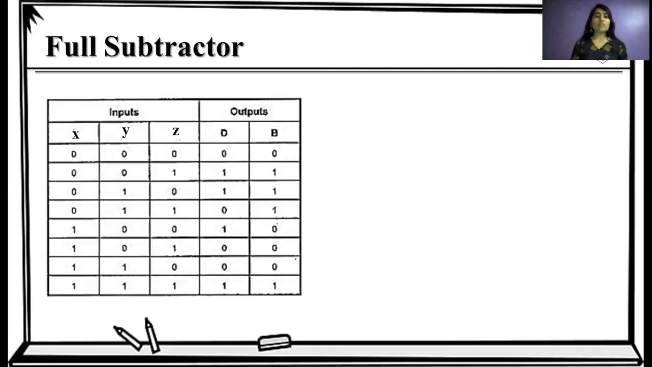So here we have three inputs X, Y, Z, and we want to perform X minus Y minus Z, and for these inputs we have two outputs, difference and borrow. Now let's start with the first combination, 0 minus 0 minus 0. So we have difference 0, borrow 0. Then 0 minus 0 minus 1, not possible, so we have to take a borrow. So B = 1 and D = 1.